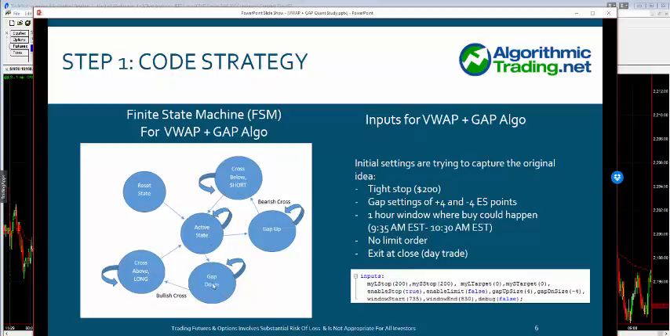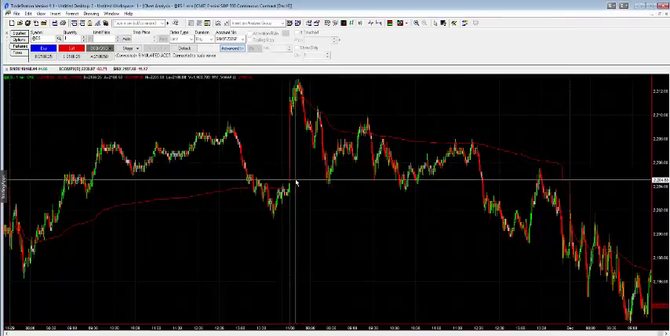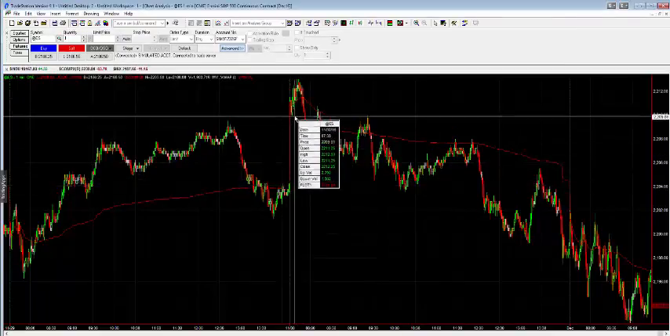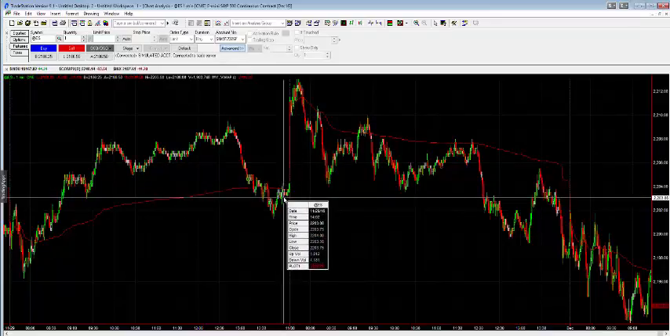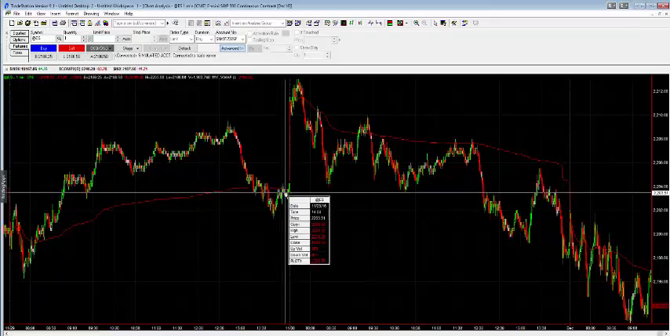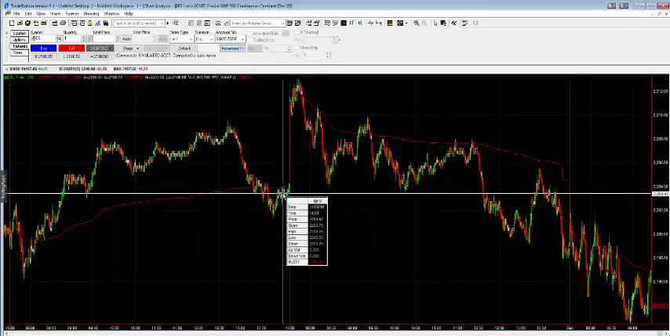The opposite happens on the gap down. You go from active to gap down, and once you have the gap down, you go to cross above, which would be the long trigger, and then you go back to the active state once you exit the position. The initial inputs I set up are a tight stop and a gap setting of +4 and -4. What that represents is how big of a gap we want to see for this trade to be possible. Like in this case, I'm on Mountain Standard Time, so these times shown are Mountain Standard.